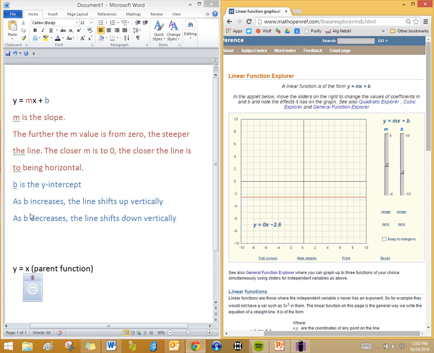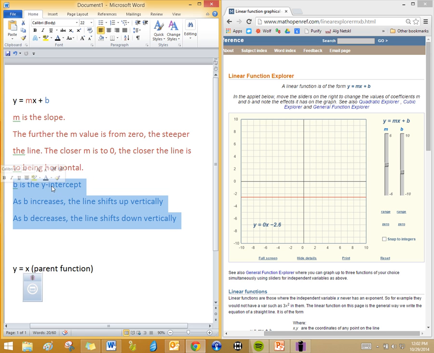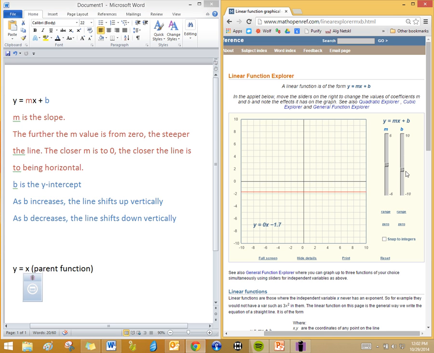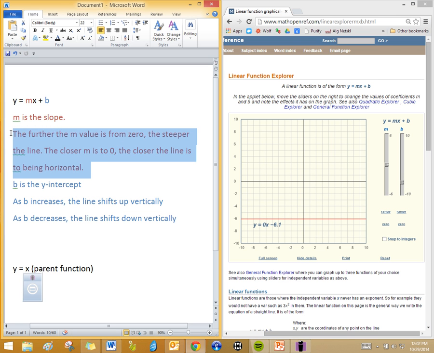Okay? So really, to summarize the two ideas for this video, here they are: whenever m increases, the further it is from 0, the steeper your line is going to be, and the closer to 0, the closer your line is to being horizontal. And then as you change b, that's your y-intercept, and as that value increases, the line shifts up, as shown here, and as it decreases, the line shifts down. So those are the two ideas from this video.